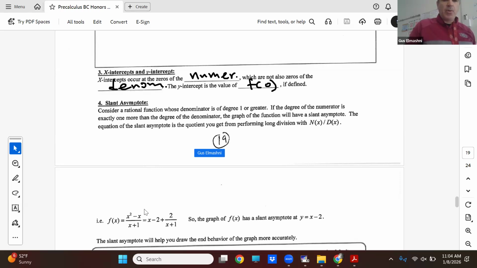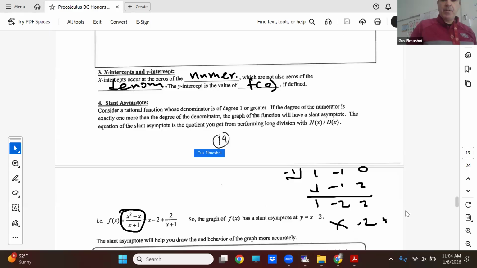And in order to work that out, how did they get that in the first place? How did they get x minus 2 plus 2 over x plus 1? How'd that happen? You did the division, right? If you do the division, what do you get? x minus 2 plus 2 over x plus 1. Because these are identical expressions, right? This right here and that right there, those are the same thing. If I graph this, they're exactly the same thing.